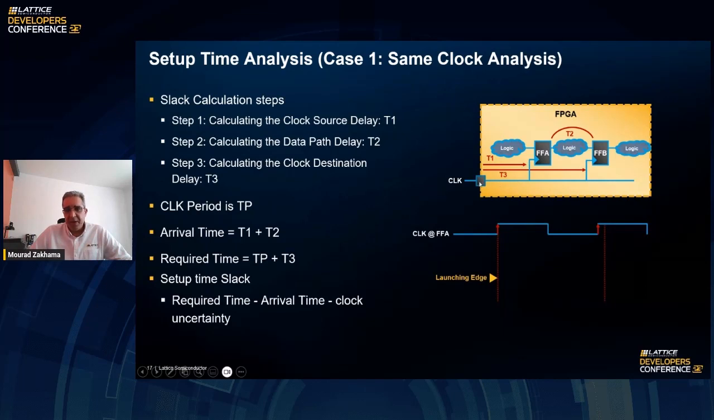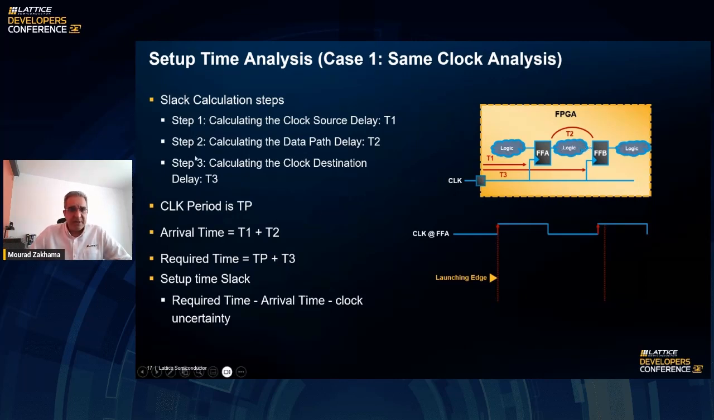So it's going to include the input buffer, any routing delays till it gets to flip-flop A. Then step 2 will be calculating the data path delay: how long it will take for the data to travel from flip-flop A to flip-flop B. Any logic, or levels of logic, included between the two flip-flops will determine the delay associated with this path.